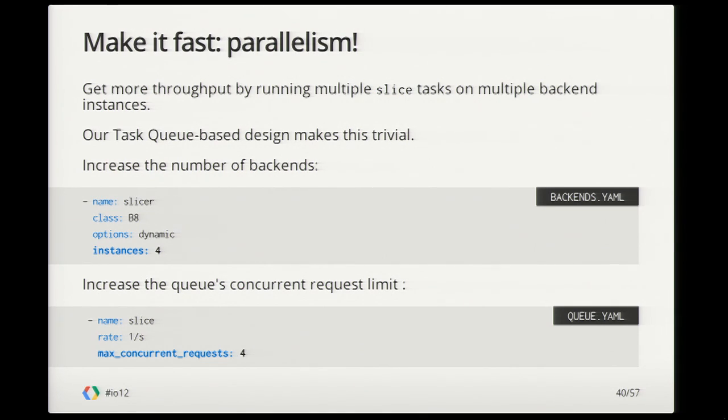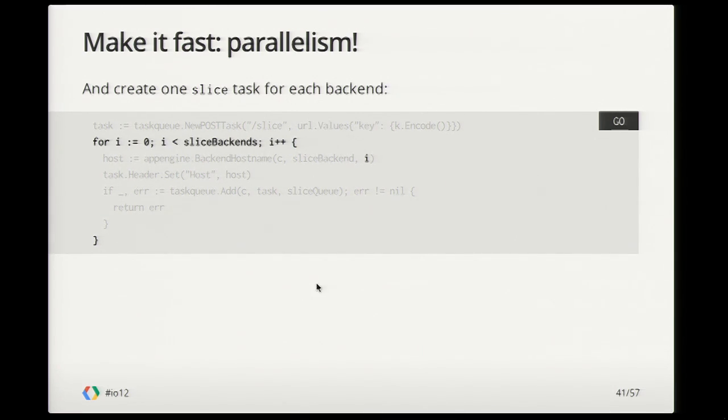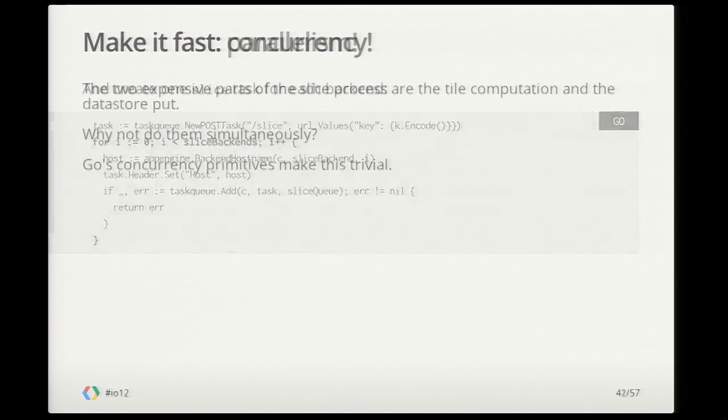backend instances. And to do this, all we needed to do was configure our backends to launch 4 instances of the slice backend instead of 1, and to process 4 slice tasks simultaneously instead of 1. And then in the process handler where we set up our slice tasks, we just add this little bit of code here. This is the only added code, a for loop, and then we target each task to each one of the 4 backends, creating 4 tasks instead of 1. And that's it, and we got a 4 times speed up. And that was all we had to do, and it was quite nice.